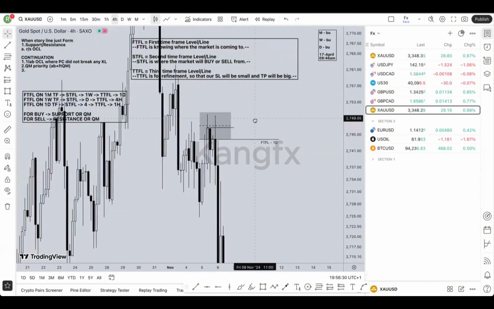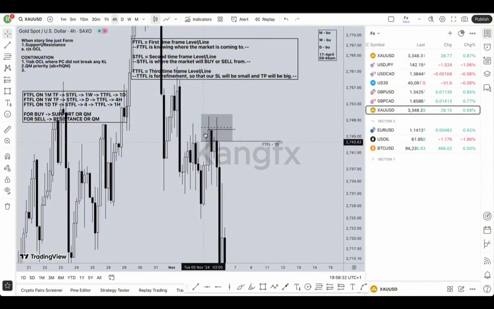The only thing I'm looking for in STFL is inside this box. I don't care if there's a structure by the side, by this side, above. I don't care about that. The only structure, key level I'm looking for should be inside this box. That's why I showed you at the beginning of the video how to draw this box. So the only key level I'm looking for is inside this box.